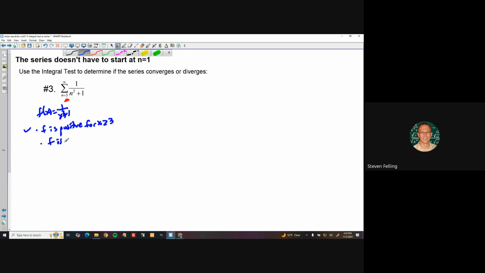We'll state that f is continuous. There's no places where we're dividing by 0 or anything like that, for x is greater than 3, right? And then if we go through that derivative, that's going to be low d high minus high d low over low squared.